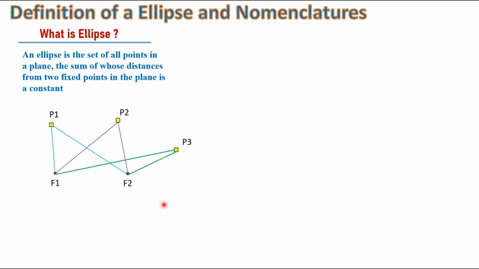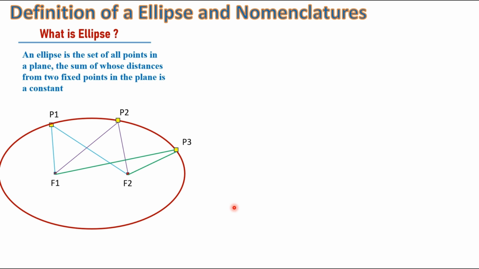If you find such points, all the points like P1, P2, P3, and join them all together, they will form an ellipse shape. Coming to the definition, the distance from F1 to P1 plus P1 to F2 must be equal to F1 to P2 plus P2 to F2. That means the thread length is the same. So this is the definition of an ellipse.